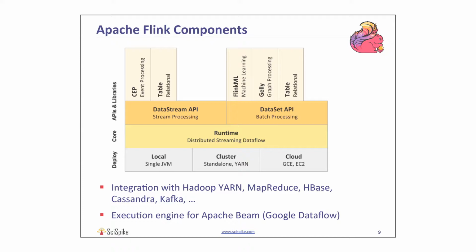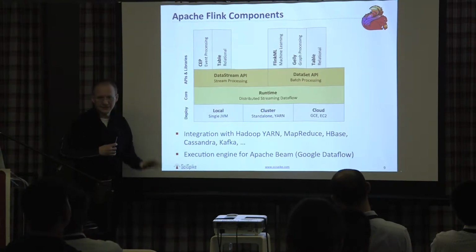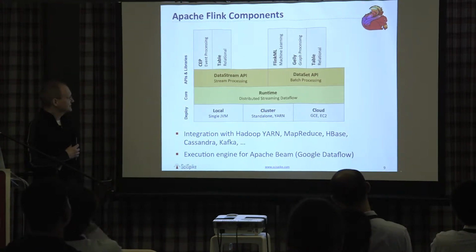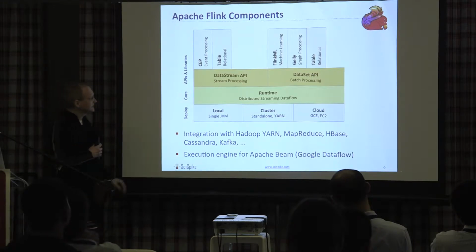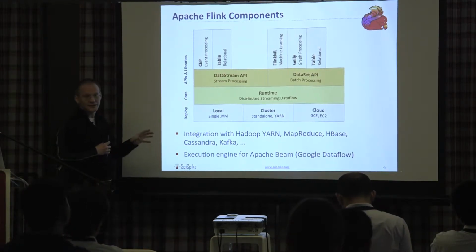On top of this runtime, we have the two APIs. In the past, everybody was starting from batch processing and the DataSet API, which also includes, on top of it, some machine learning libraries, graph libraries, and things that we have seen in other systems. But what is really interesting is the DataStream API, true stream processing, a very elegant API.